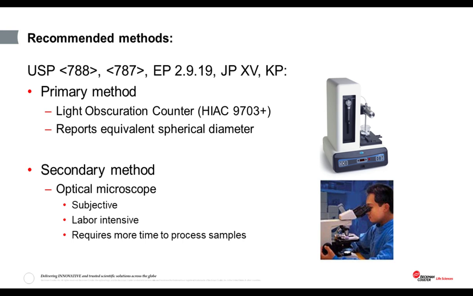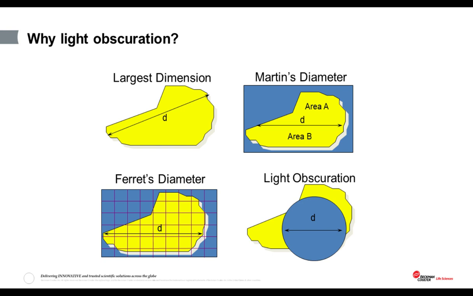They go on to say that if it's not possible to use light obscuration for some reason, for instance, if the solution is too viscous or too dark, then you can use a secondary method, which is the optical microscope. However, there's good reason why light obscuration is the preferred method. And of course, the reason for that is that the contaminating particles we find in parenterals are not conveniently circular, which would allow easier and more reproducible counting and sizing.